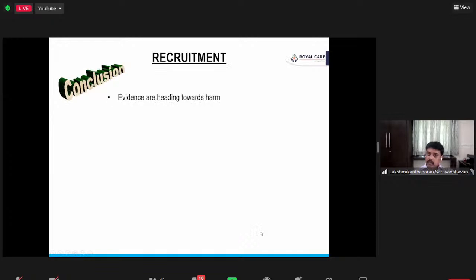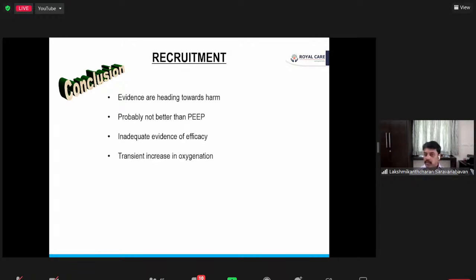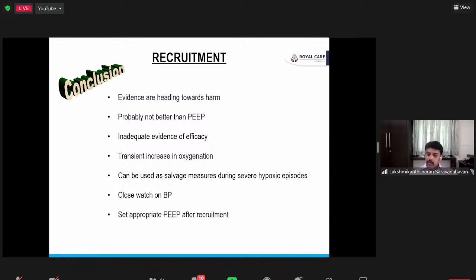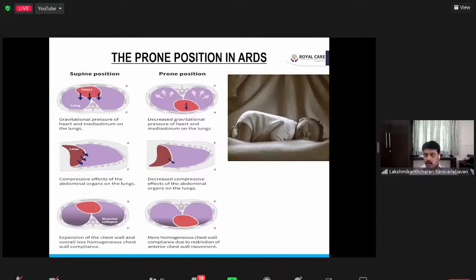So what we say is, the evidence is heading towards harm, probably not better than PEEP alone. Inadequate evidence for its efficacy. There is a transient increase in oxygenation, and it can be used as a salvage measure during a severe hypoxic episode when you get the patient ready for proning or ECMO, but not as a routine measure. Keep a close watch on BP. People can have a decrease in preload and can go into hypotension. And whenever you do a recruitment, set appropriate PEEP at the end of recruitment. Otherwise, your recruitment will not be useful.